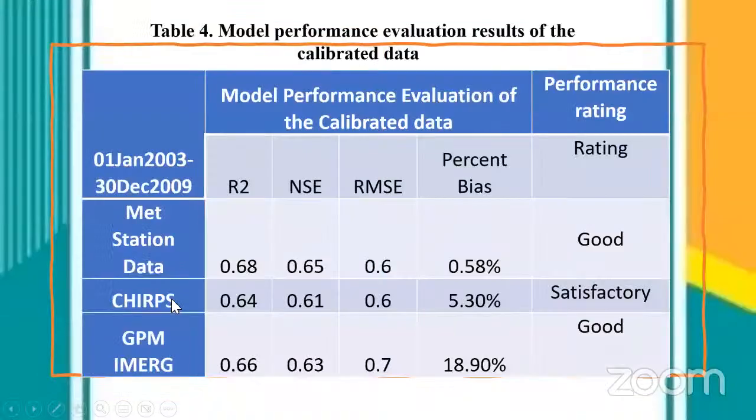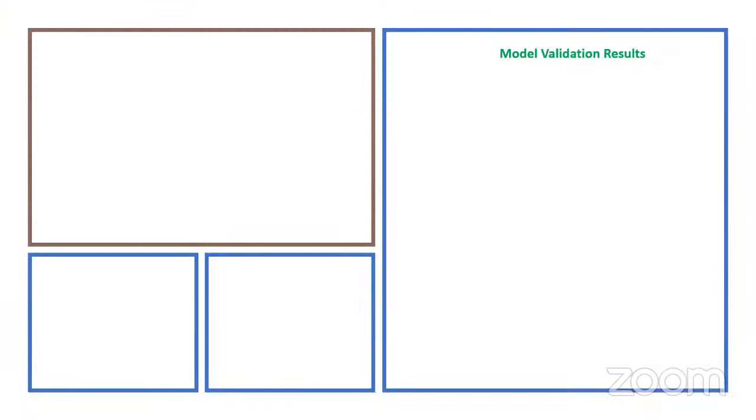If we compare the simulated to the other two satellites, one gives us 0.66 and the other gives us 0.64. If we look at the table, we can see that the MET station gives us a good result, and again GBM IMCCRT gives us a good result. The Jirbis doesn't give us a good result, it gives us a satisfactory result. That one was the calibration data.